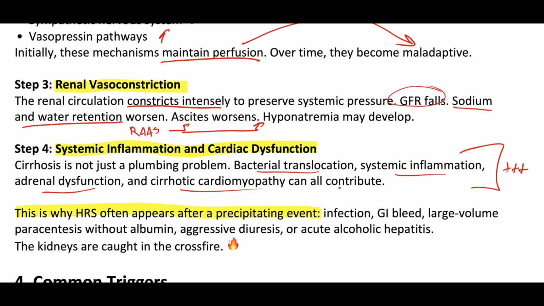But HRS, just like these things, usually has a precipitating event, something that prompts the decompensation for HRS-AKI, we should say, which again is what we're talking about in this episode. And that's sometimes infection, that's sometimes GI bleed, that's sometimes large volume paracentesis, aggressive diuretics, drinking and getting acute on chronic hepatitis. All these things can be the straw that broke the camel's back and tip those kidneys over the edge, right? The kidneys are kind of caught in that crossfire.